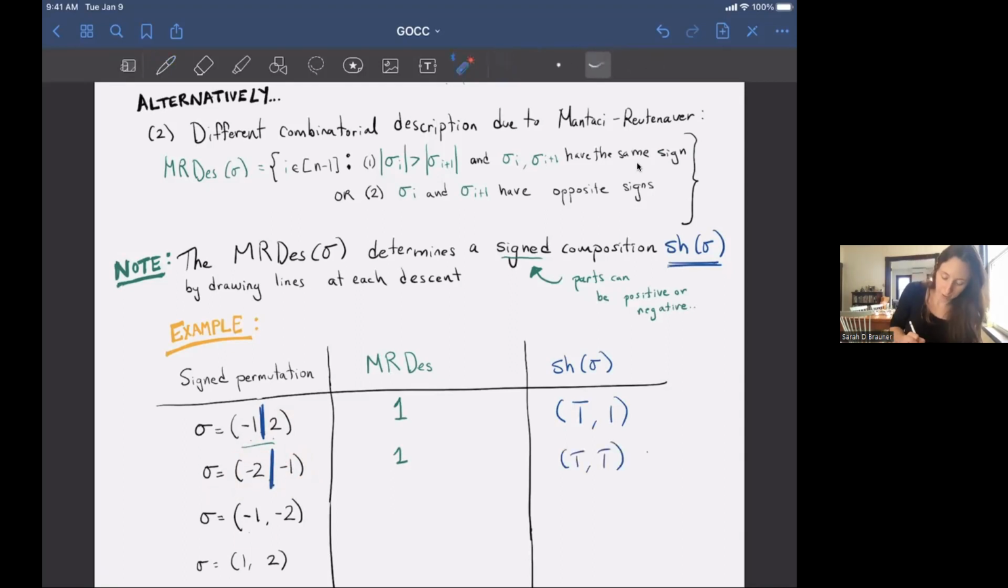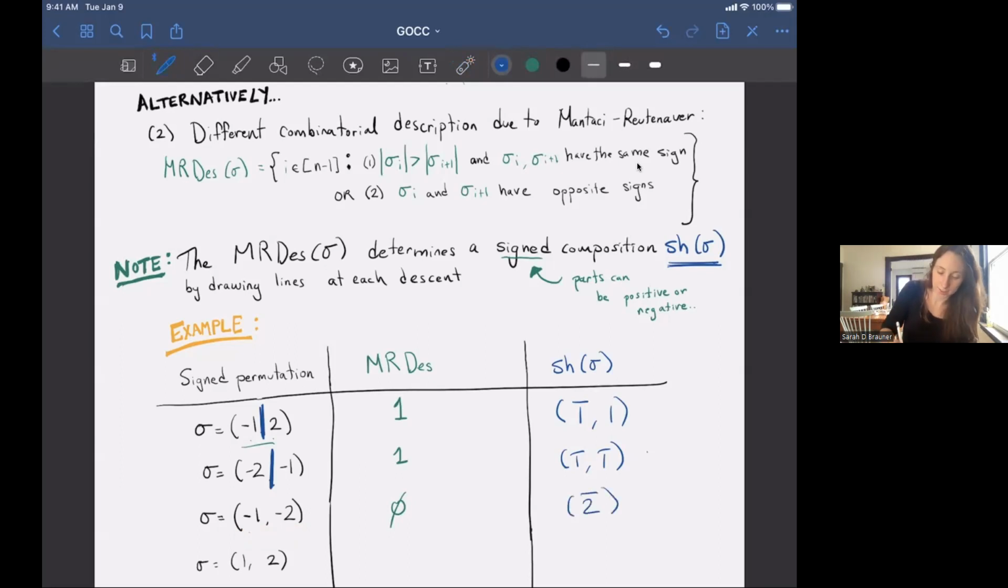Okay. If I go to this next permutation, -1 and -2 have the same sign. But when I take their absolute value, 1 is less than 2. So that tells me that I actually have no descent, so I don't draw a bar. And now I just have a piece of this permutation that's size 2, and all the entries are negative. So that tells me that I have a negative composition of 2.